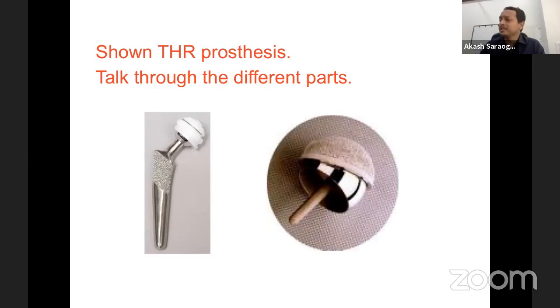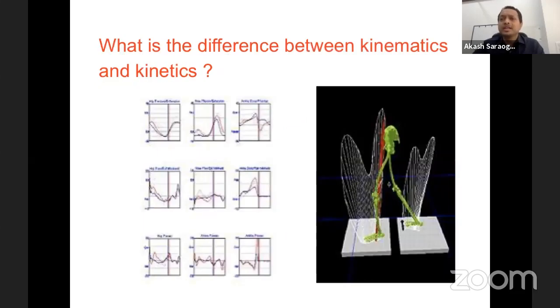You will be shown a THR prosthesis and asked to talk about its different parts, and you'll be asked what the difference is between kinetics and kinematics.